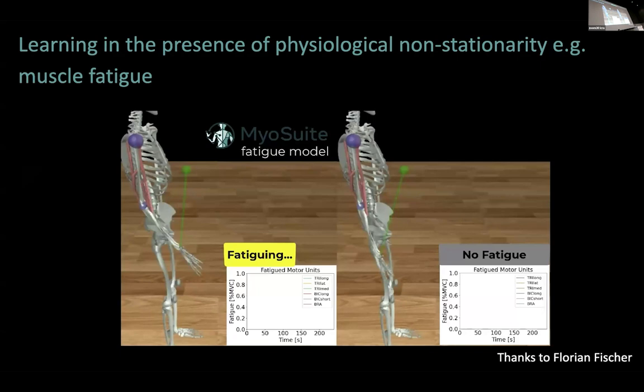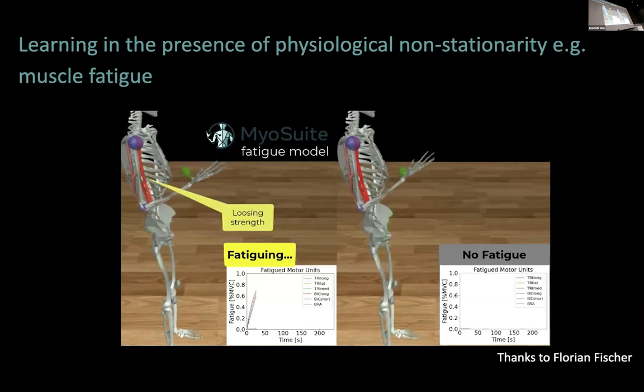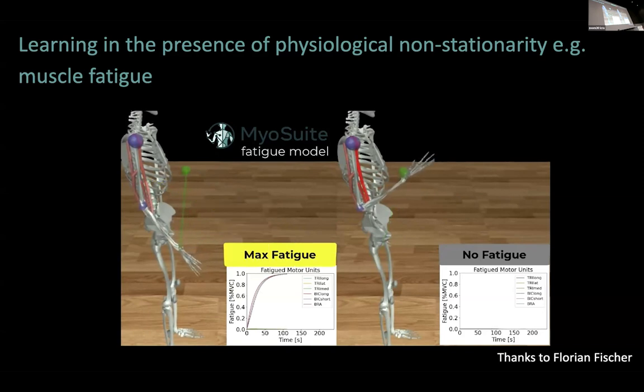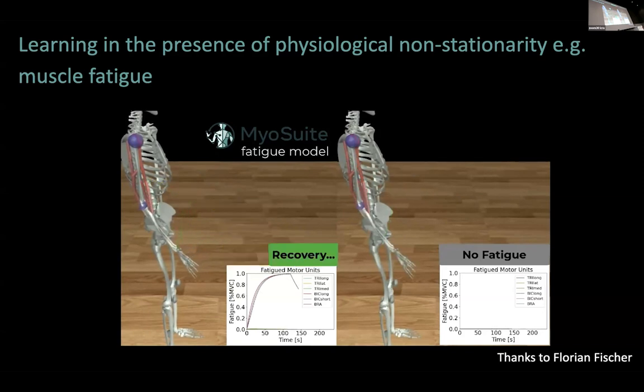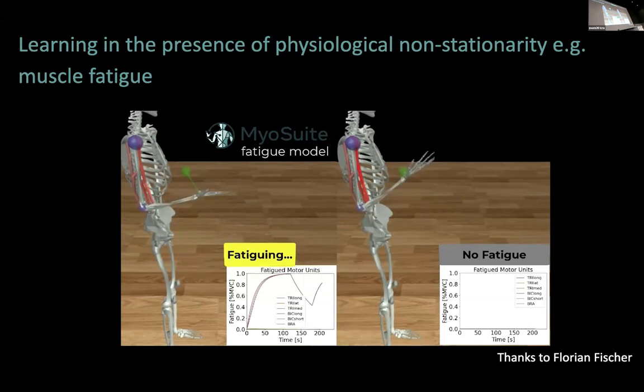And the task is to hold the arm towards the point in green. On the left, you can see the fatigue muscle that over time loses muscle strength. When it reaches maximum fatigue, it is not able even to lift the arm any longer. But after recovery, it is again able to lift the arm, but fatigues again. So it needs to recover in order to continue the process.